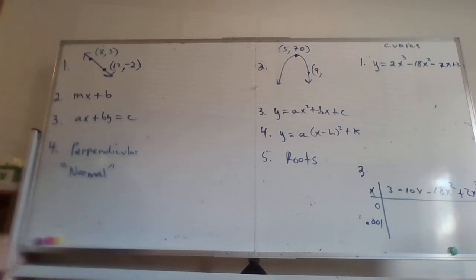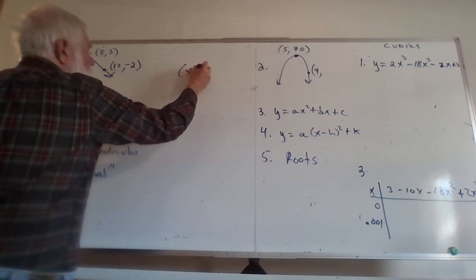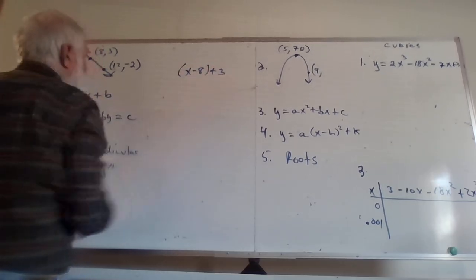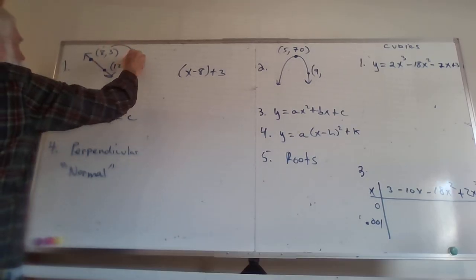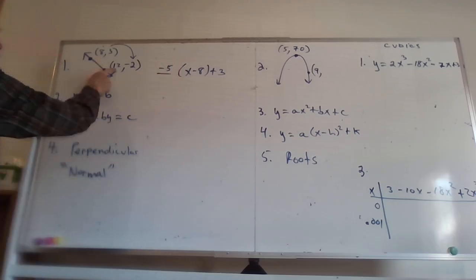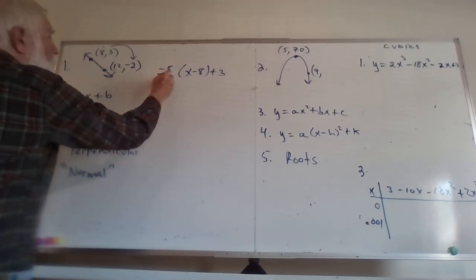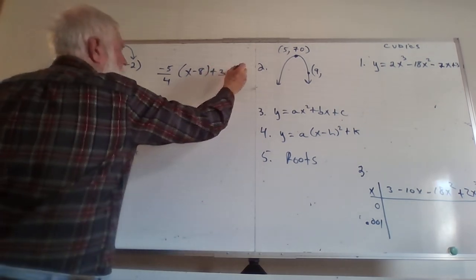Write the equation of the line through 8, 3, 12, negative 2. You pause the video. You've had enough time to practice this now, 5 or 6 worksheets. I'm starting at 8, 3. So I hope you say x minus 8 plus 3. And then how do I get, now I don't do y2 minus y1 over x2 minus x1. I say, how do you get from 3 to negative 2? You go down 5. How do you get from 8 to 12? You go up 4. Okay, so there's the quickest, easiest way to write the equation of that line.